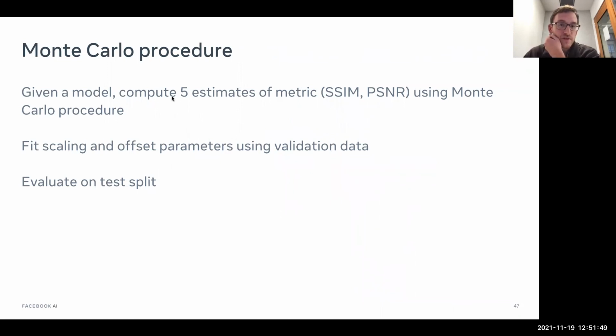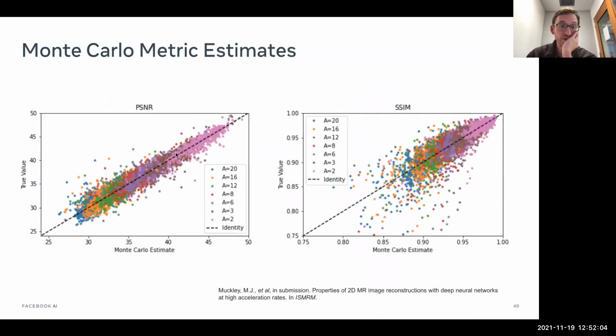So this is an overall outline of the procedure. Basically you take your model, you compute 5 estimates of your metric, SSIM or PSNR, using the Monte Carlo procedure. You fit scaling and offset parameters using validation data, and then you evaluate on the test split. So it's super simple, very easy to do with any model. And the interesting thing is we did a pretty good job of predicting PSNR.